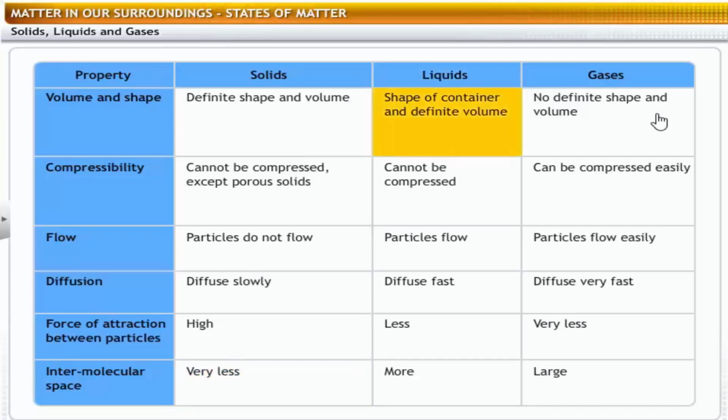Liquids. Liquids take the shape of the container and have definite volume, cannot be compressed. Particles flow, diffuse fast, less force of attraction between particles, more intermolecular space. Gases. Gases have no definite shape and volume, can be compressed easily. Particles flow easily, diffuse very fast, very less force of attraction between particles, large intermolecular forces.